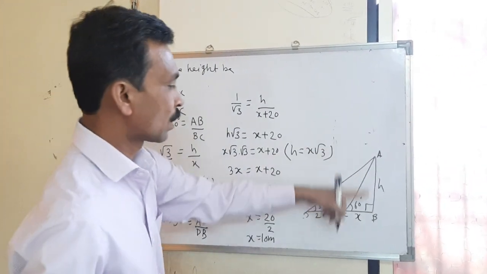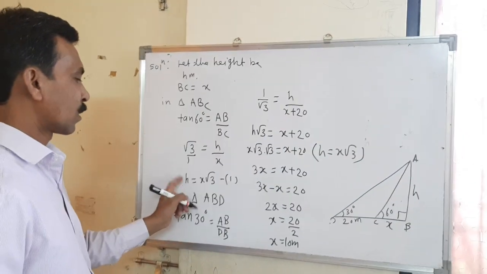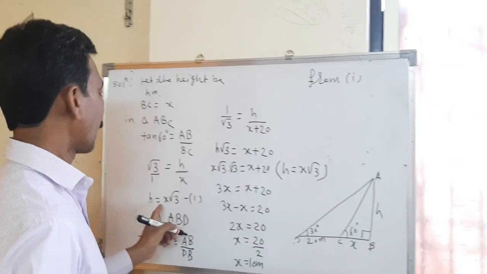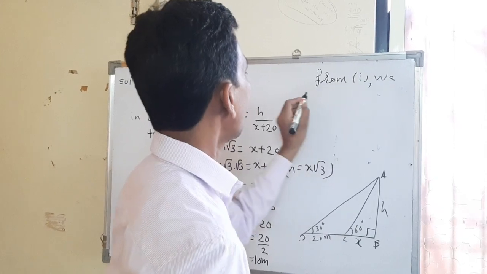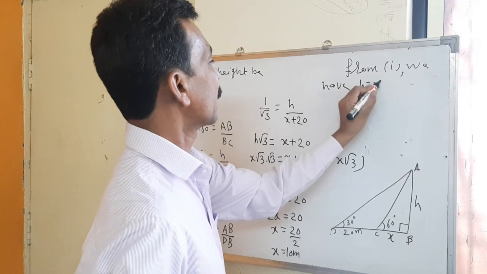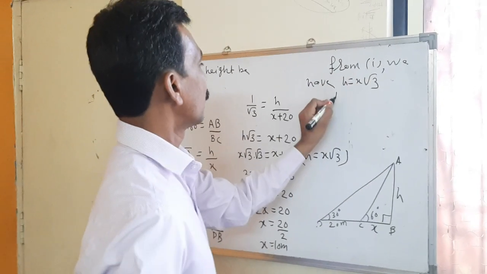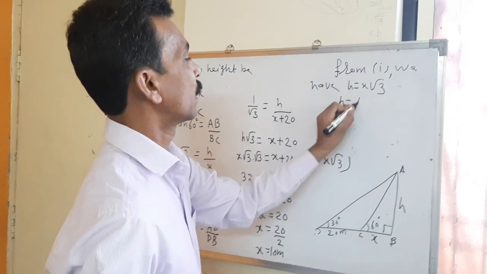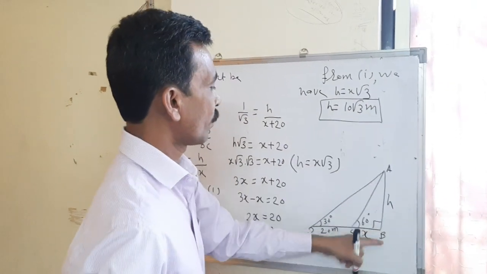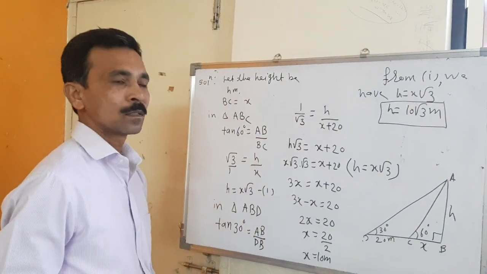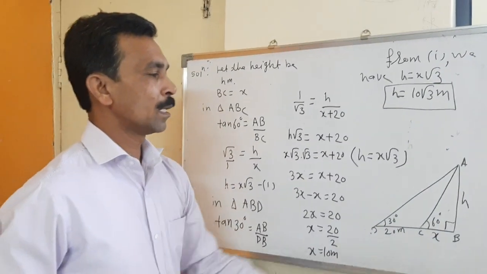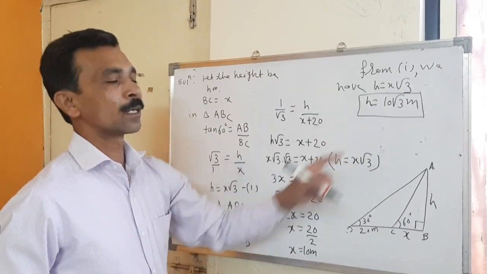Now I want the height. From 1, I will write here. From 1 means equation 1. We have H is equal to X root 3, right? H is equal to, what is the value of X? 10. 10 root 3 meters. So this is the height, right? So we have found out the width of the canal also, that is BC, and we have found out the height also, that is AB, 10 root 3 meters.